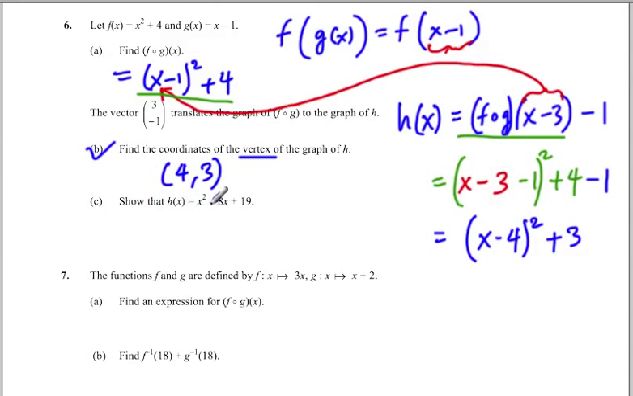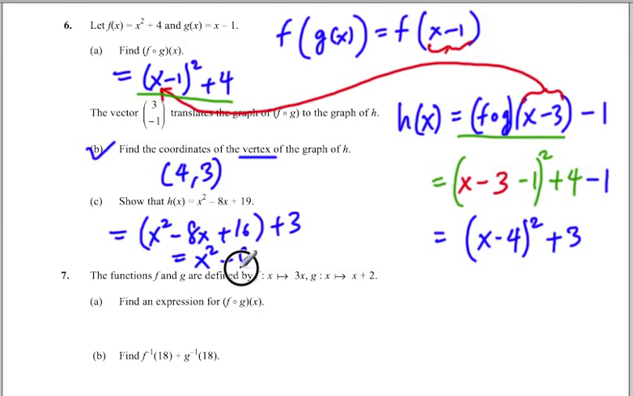All right, now show that h of x is equal to x^2 - 8x + 19. All you have to do is just expand this, and then that's how you get it. If we expand (x - 4)^2, you can do it many ways, I'm just going to do it directly. It's x^2 - 8x + 16 + 3. Then if you simplify, it's x^2 - 8x + 19. And that's what you get right there. So we're done with that.